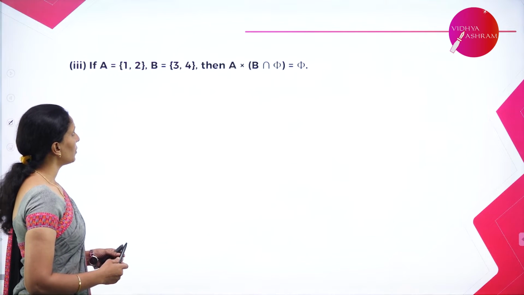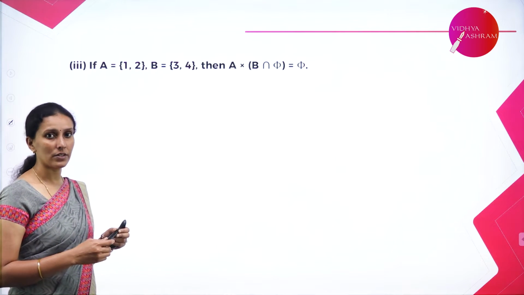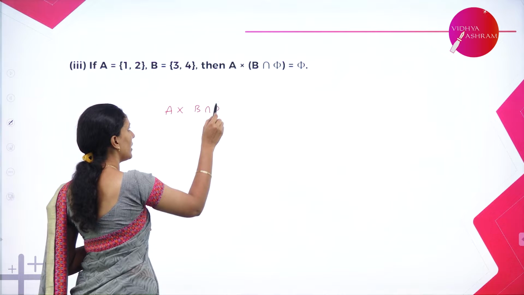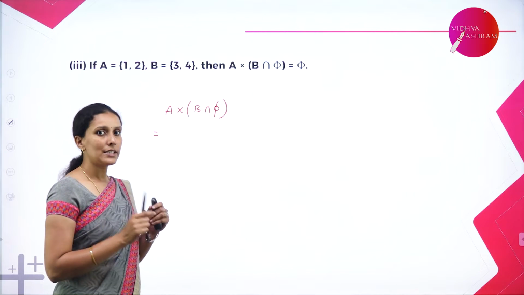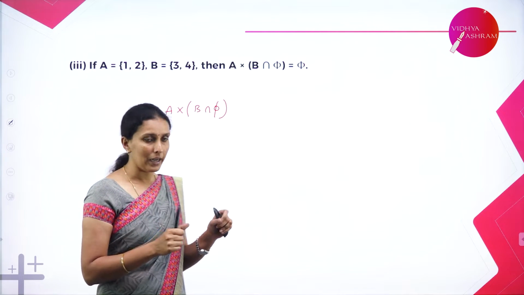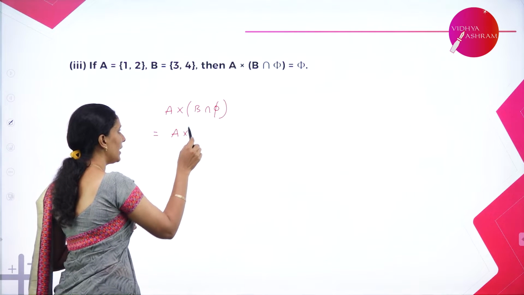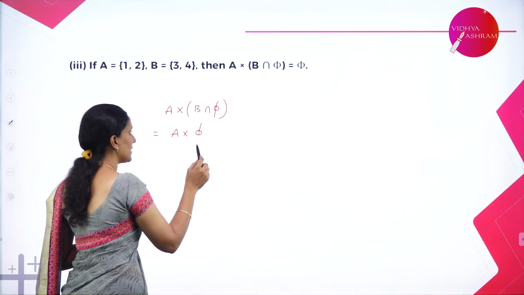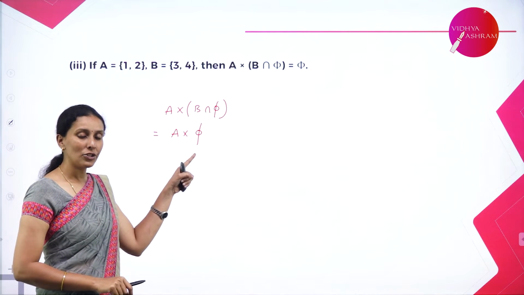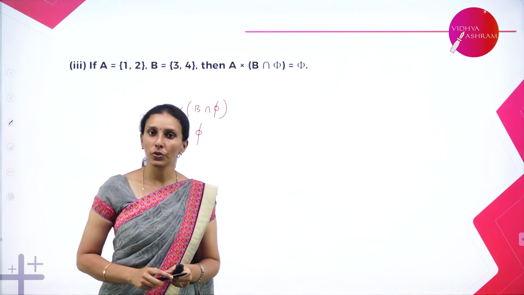Next, if A is equal to {1, 2}, B is equal to {3, 4}, then A cross B intersection empty set is empty. Now, what is the intersection of any set with the empty set? Since the empty set does not contain any elements, there are no common elements between these two sets. Therefore, we will get A cross B intersection empty set as an empty set. Now, I already told you if any one of the sets is empty, then the Cartesian product of the sets is also empty. Therefore, the given statement is a true statement.